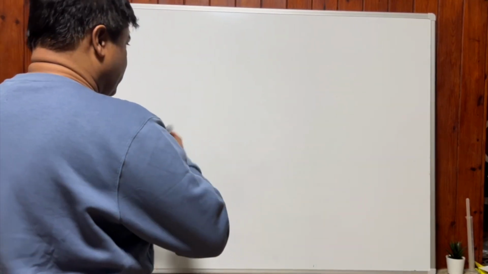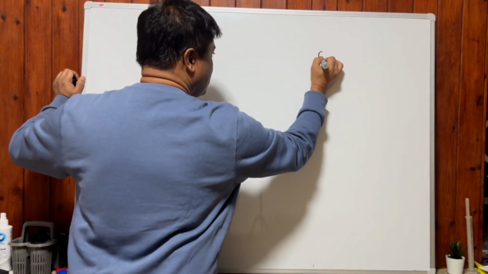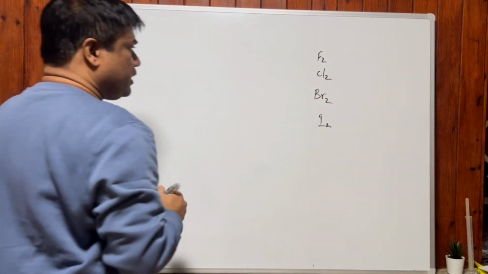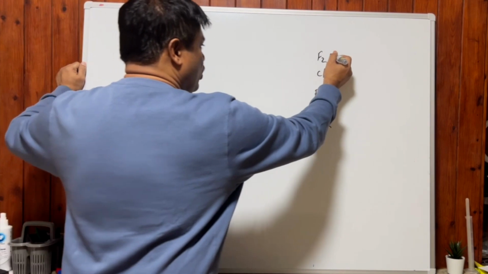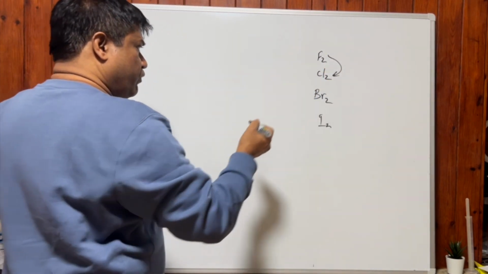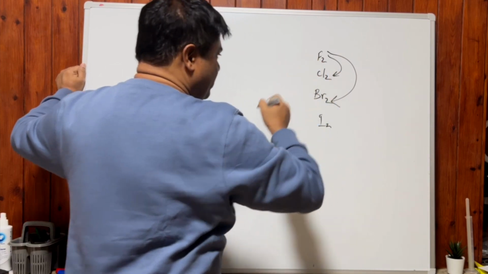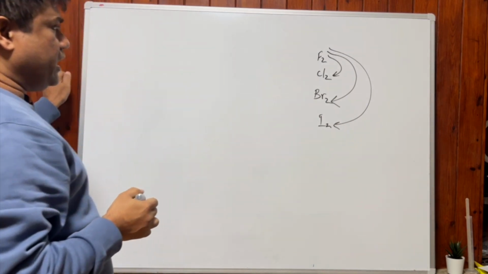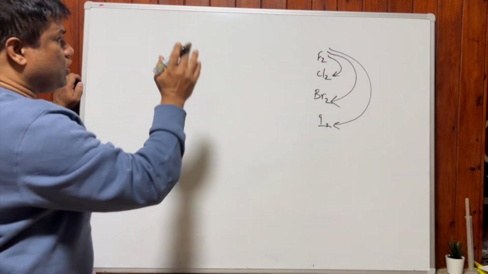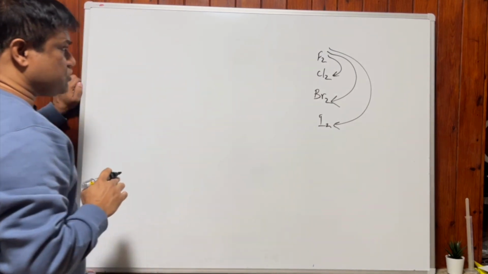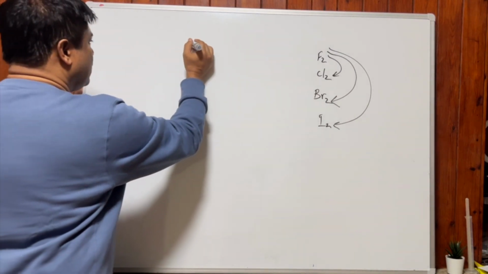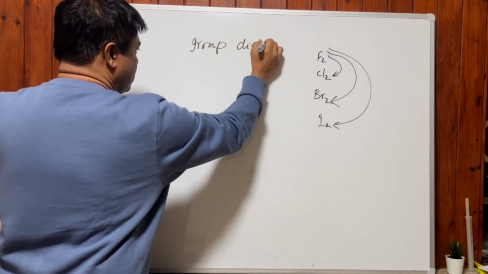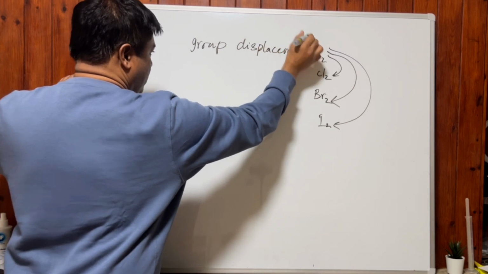Now, fluorine, look at that. Halogens: fluorine, chlorine, bromine, iodine. Fluorine displaces chlorine from its aqueous solution. Fluorine displaces bromine from its aqueous solution. Fluorine also displaces iodine from its aqueous solution. This is called group displacement reactions or group displacement law.